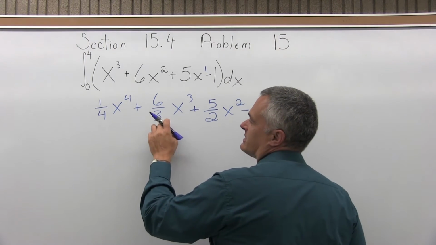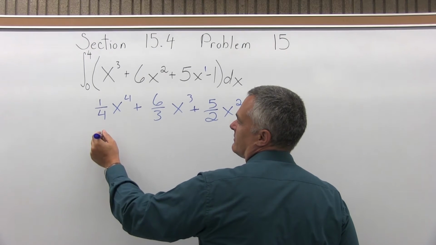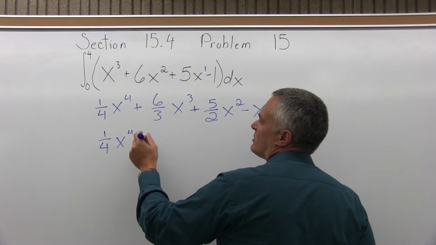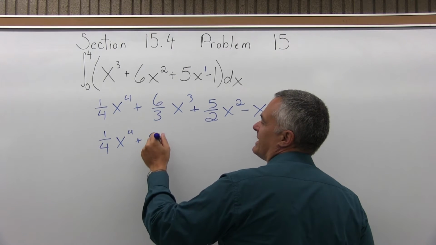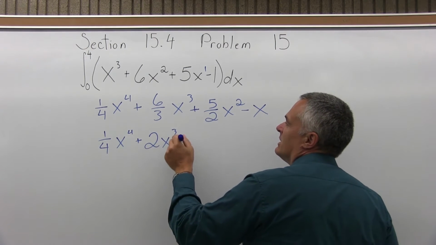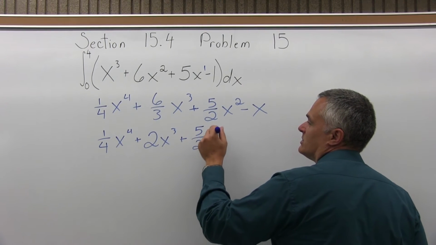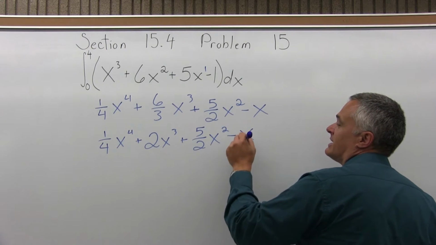The 6 over 3 I'd like to simplify too. None of the rest simplifies. I'll leave the 1/4 x to the fourth the way it is. The 6 over 3 x to the third, let's just make that 2x to the third. And the 5 over 2x squared, we can't really do too much with that. We'll just leave it the way it is, minus x.